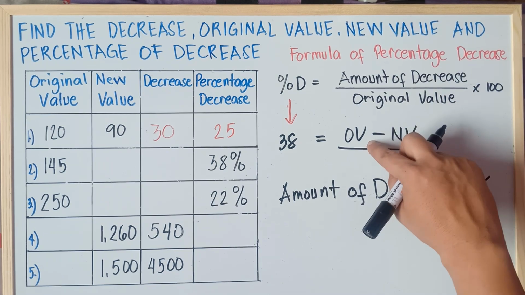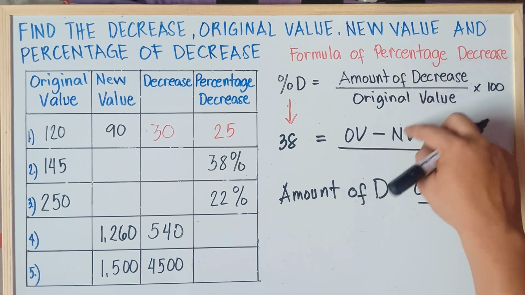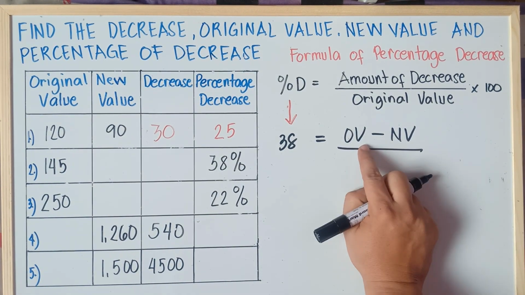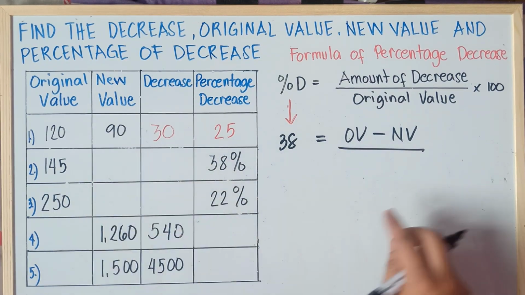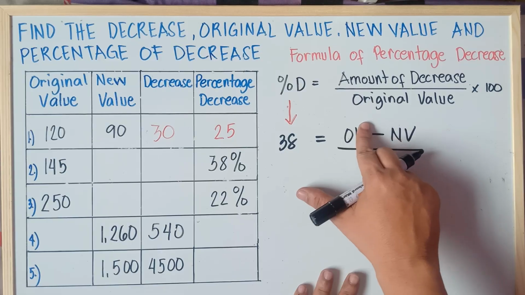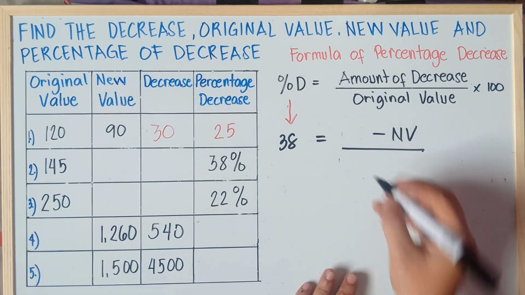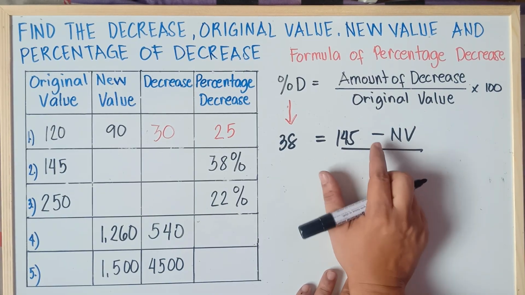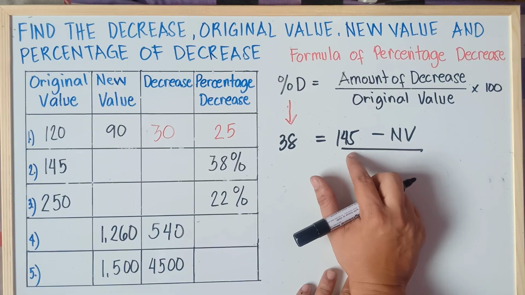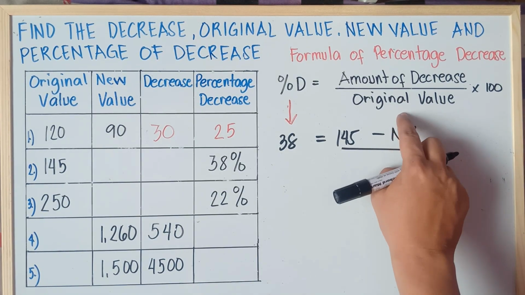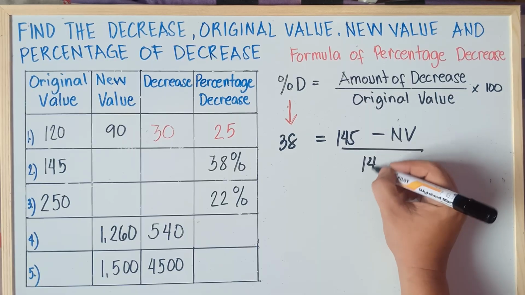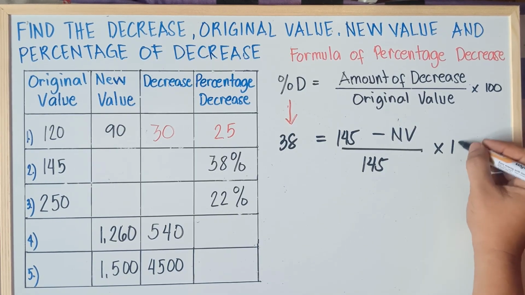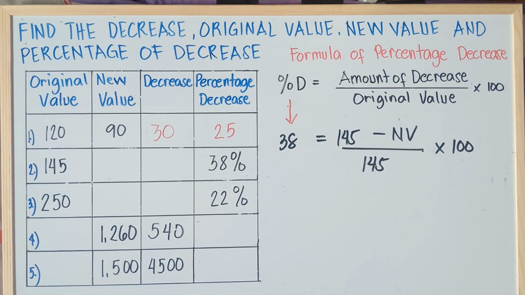Amount of decrease, original value minus the new value. This is just the same. Do we have the original value? Yep, we have the original value, that's 145. So instead of original value, we can write 145. We have the original value, that's 145, divided by original value, that's 145, and we don't have the new value, times 100. I hope you're not confused, class.